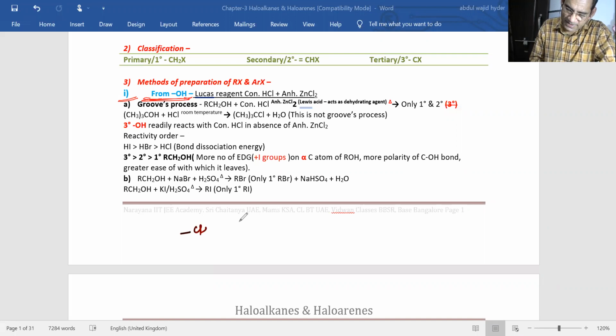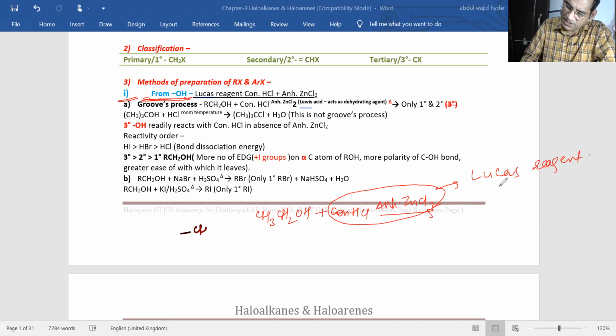If you take C2H5OH, or you can say CH3CH2OH plus concentrated HCl in presence of anhydrous zinc chloride. What is this? This is Lucas reagent. They can ask you directly what Lucas reagent is. And previously it was there.